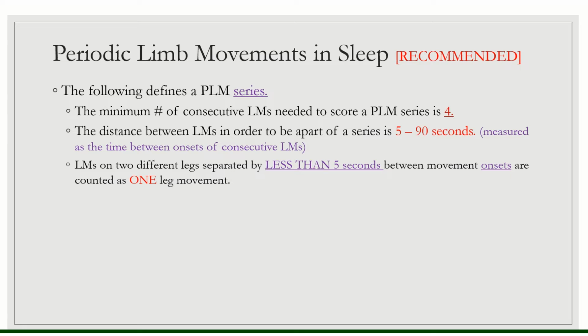Limb movements on 2 different legs separated by less than 5 seconds between movement onsets are counted as one leg movement. Let me read that again. Limb movements on 2 different legs, if they are less than 5 seconds in between the start of one leg movement and the start of the next leg movement, we're going to count both of them as just one leg movement.